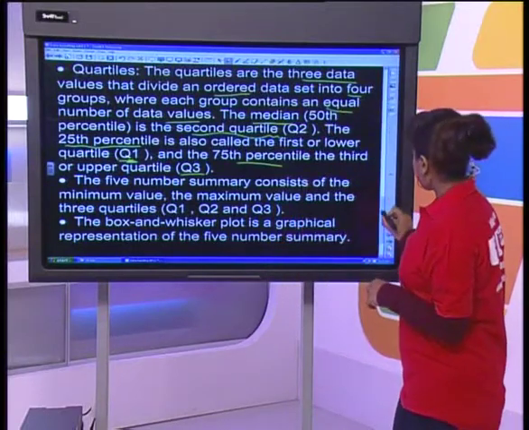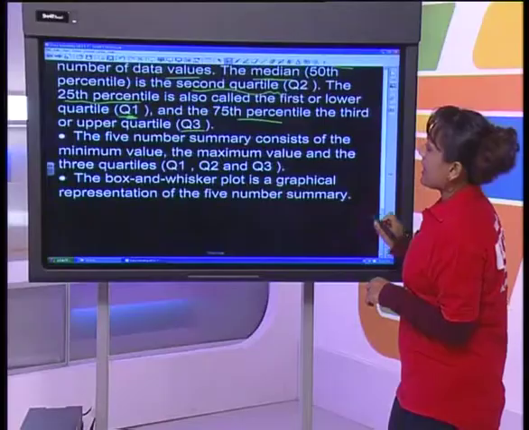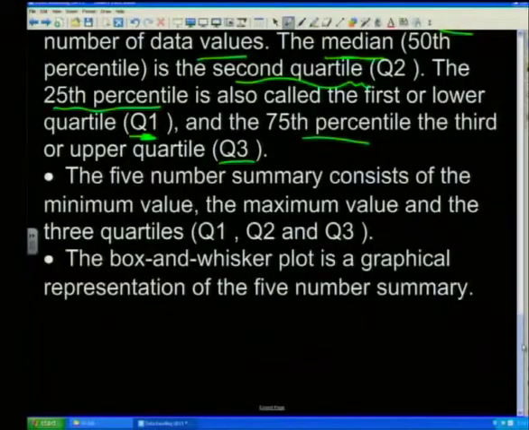All right. Then we have the 5-number summary, and what we do here is we summarize specific statistics to give us an idea of what's going on. So it consists of the minimum value in your set, the maximum value, and then your 3 quartiles, Q1, Q2, and Q3. That's just one of the ways that you can summarize data. Another way is the box and whisker plot, which is really just a graphical representation of the 5-number summary.